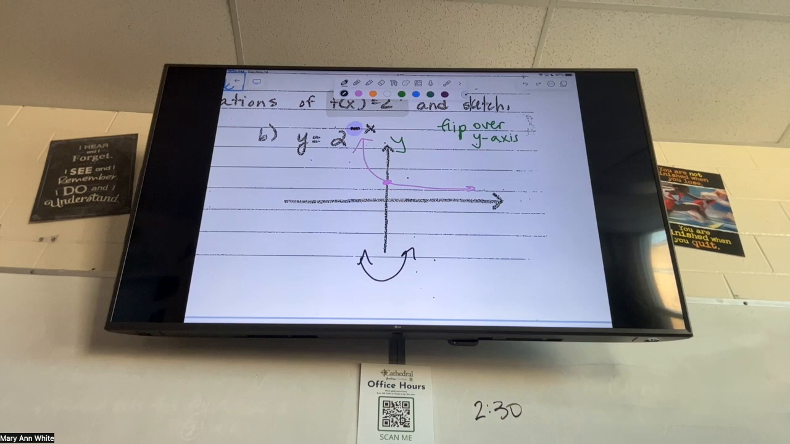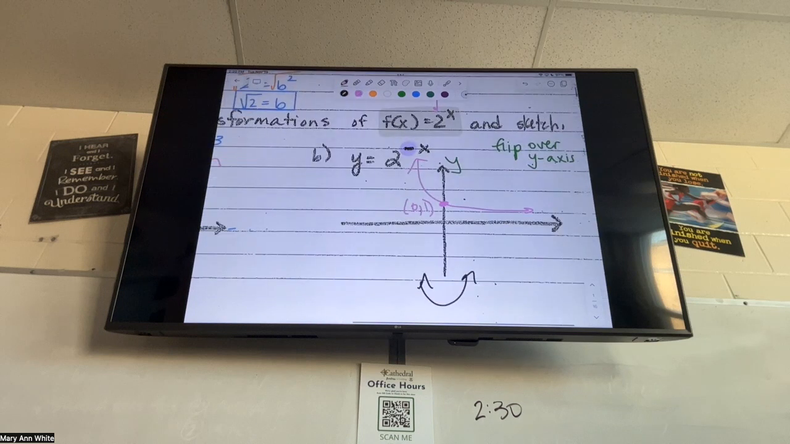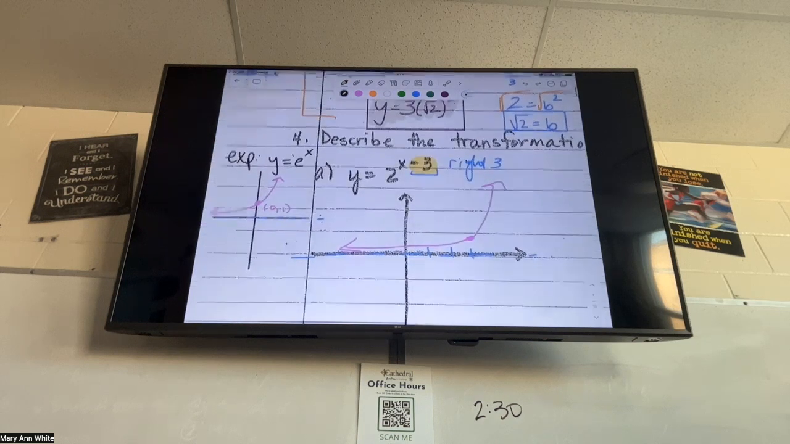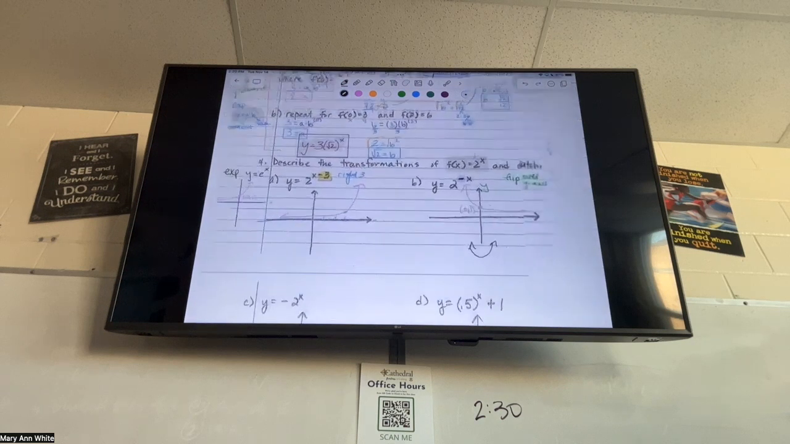Is that point at 0, 1, or is it 0, 2? It's still at 0, 1. Does the 2 do anything to it? The 2 affects how steep or not steep it is. And so we're just sketching, so keep thinking about this e to the x. I was not super strict on how steep or not steep that one was, so we were just keeping that same idea.